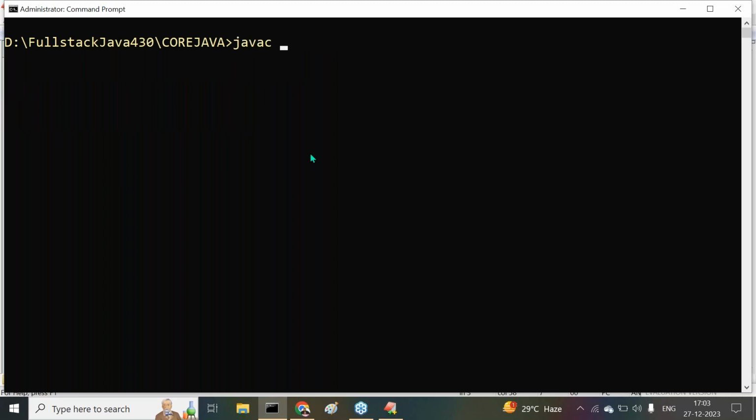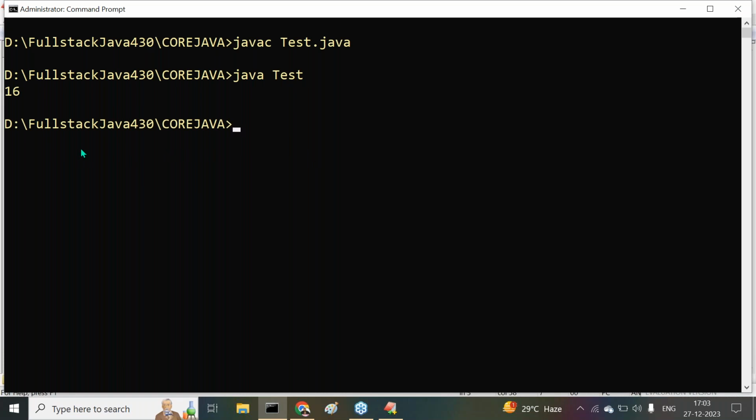Now javac space Test.java. Test.java. Compiled successfully. Then after this, what next one here? java space Test. There we are getting output like what there? 16. 16 is the output we are getting.